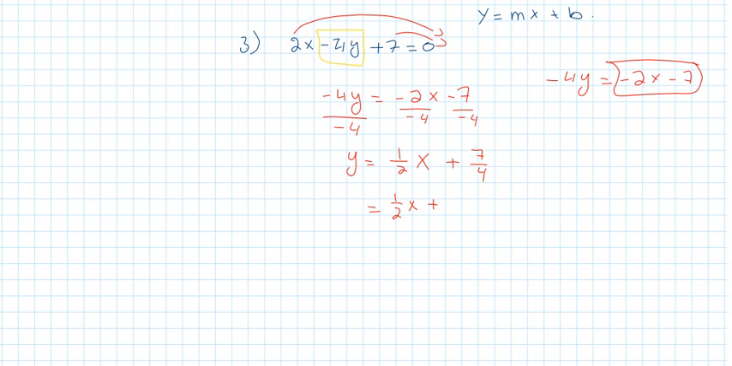So what's 7 over 4? I didn't do that on the calculator, and I don't think it's 2.25. 1.75? No, you can leave it as 7 over 4.